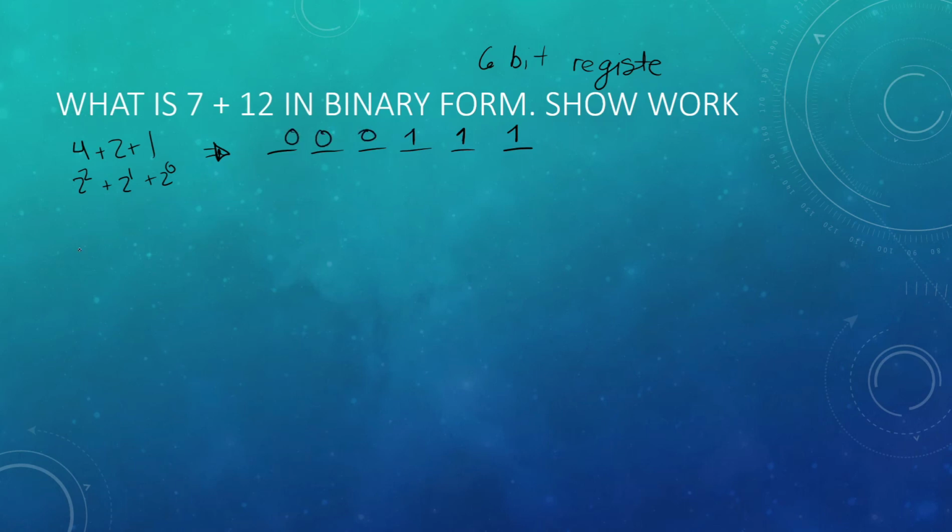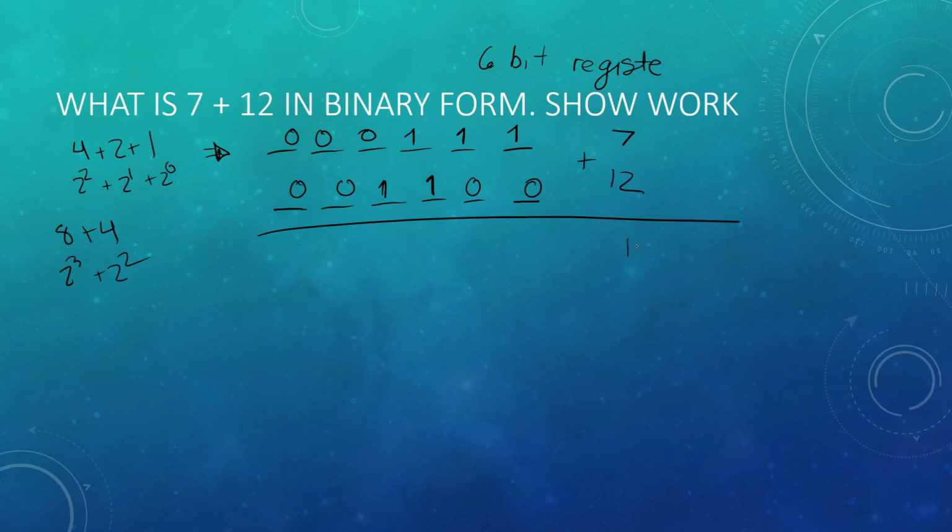Let's figure out what 12 is. 8 plus 4, which is 2 to the 3 plus 2 to the 2. 1, 2, 3, 4, 5, and 6. So 2 to the 2 and 2 to the 3. Rest are zeros. Alright, so let's add these. 7 plus 12 should be 19.